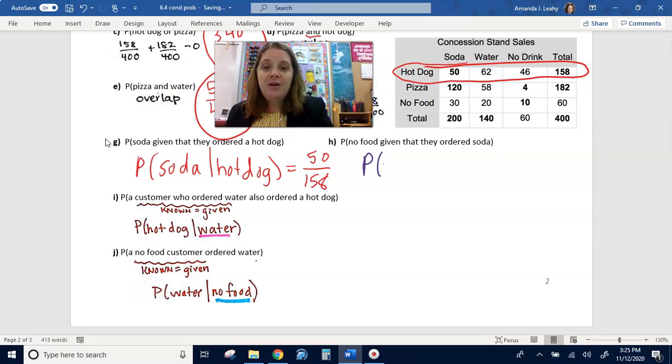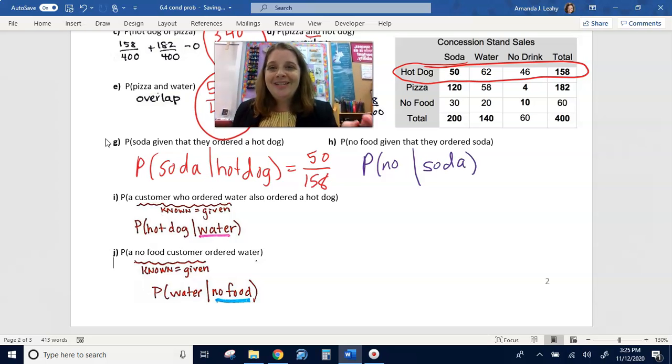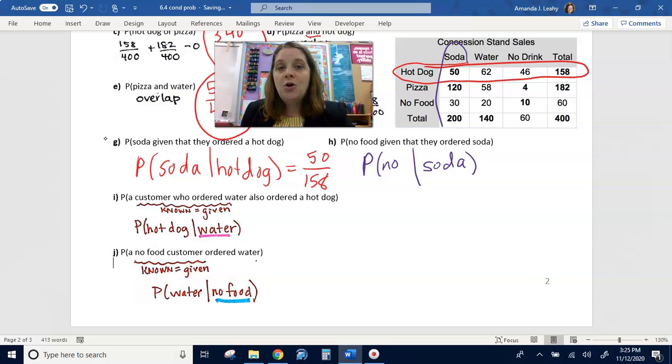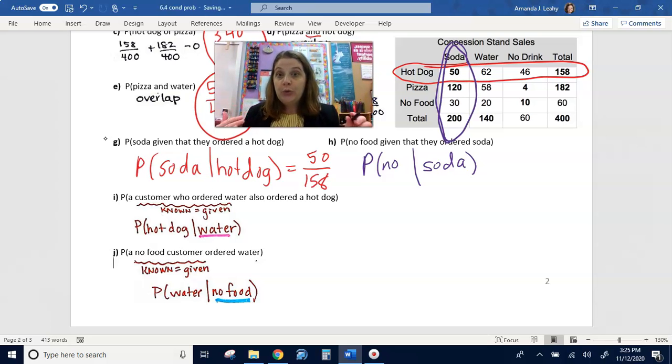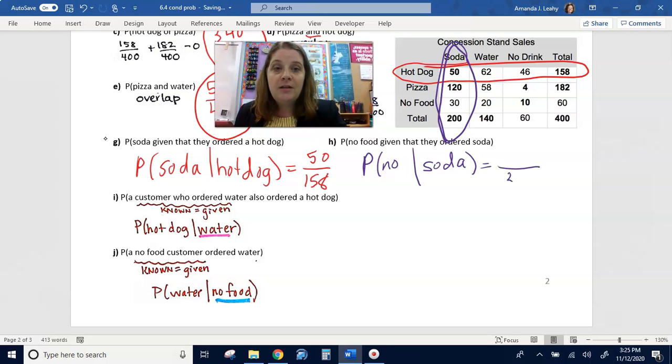What's the probability that they ordered no food given that they ordered a soda? So again, this time it's given that they ordered a soda. That means I'm not looking at all 400 people anymore. I know that they ordered a soda. So I'm only concerned with those 200 people in the soda category here. So I'm going to say given soda, 200 people. So out of those sodas, how many people didn't order anything? That would be 30. 30 ordered no food out of the soda.